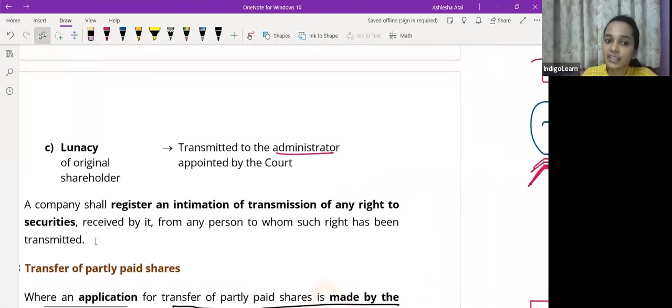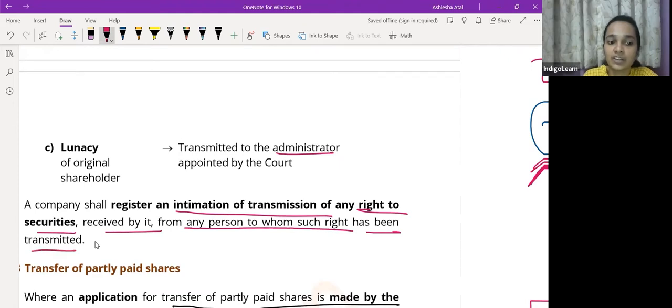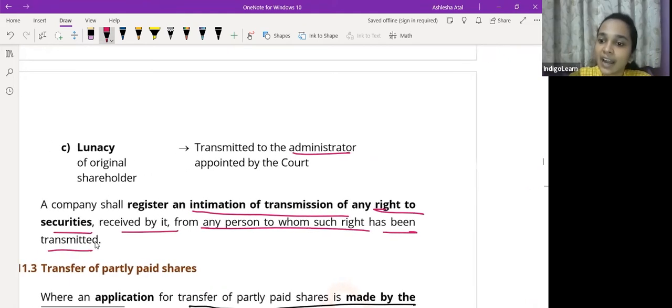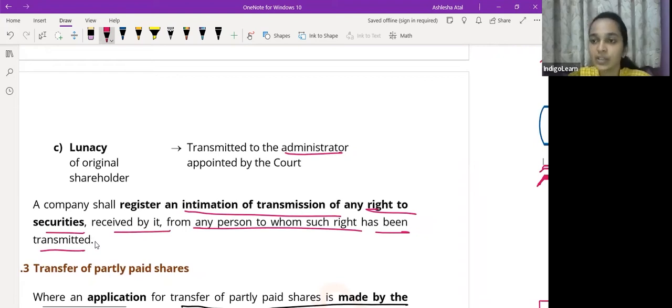So transmission के case में क्या है? The company shall register an intimation of transmission of any right to securities received by it from any person to whom such right has been transmitted. So whoever has this right will intimate the company, and on the basis of this intimation of transmission, the company will register the transmission. इतना समझ में आया? Have you all understood what happens in case of transfer and what happens in case of transmission? Any doubt so far?